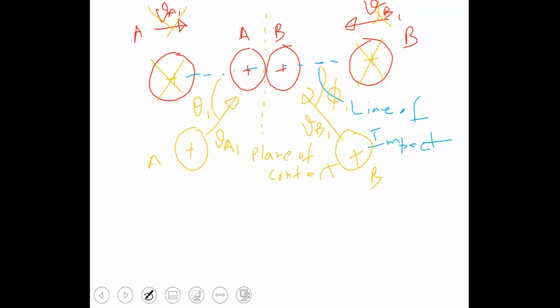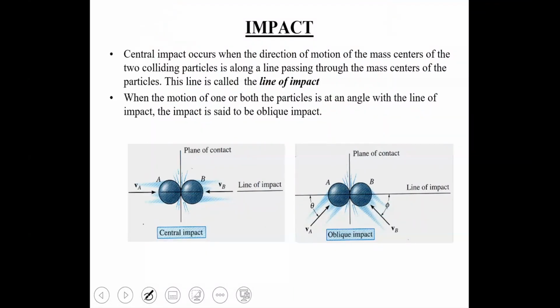तो oblique impact में एक या दोनों particles line of impact के along travel करने के बजाय किसी angle पे line of impact से जो है वो collision से पहले travel कर रहे होते हैं. So that particular type of impact is termed as oblique impact. I hope that now the definition of central and oblique impact are clear to all of you. Yes, sir. Okay.